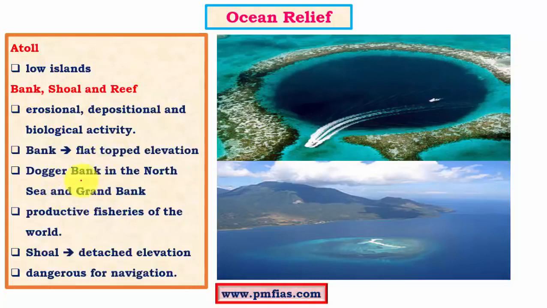We have seen continental shelves are themselves very good fishing grounds, with various factors like mixing of ocean waters being in their favor. These flat banks have one good advantage: they are quite shallow and support nutrient-rich water, which is available at a very low depth. So they are productive fisheries of the world. Shoals are nothing but detached elevations, and they are quite dangerous for navigation. Even reefs are quite shallow, and as a result even they are very dangerous for navigation.